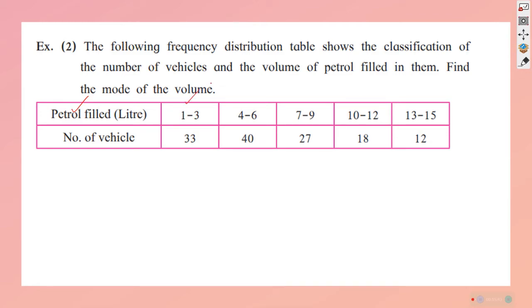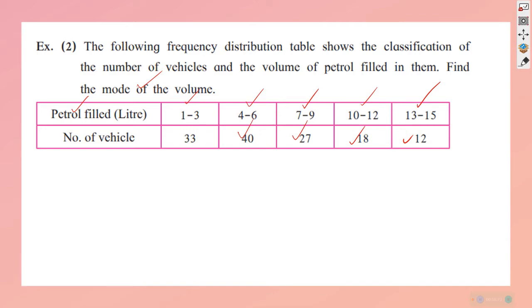33 vehicles fill 1 to 3 liters of petrol, 40 vehicles fill 4 to 6 liters of petrol, 27 vehicles fill 7 to 9 liters of petrol, 18 vehicles fill 10 to 12 liters of petrol, and 12 fill 13 to 15. From this you are asked to find the mode of the volume of petrol, that is, which category, whether it is 4 to 6 or 7 to 9 or 10 to 12, which particular volume of petrol maximum people normally fill.